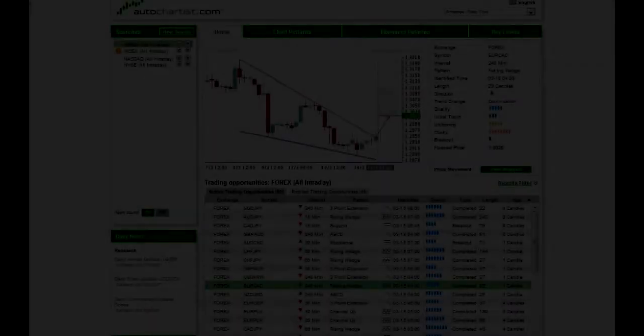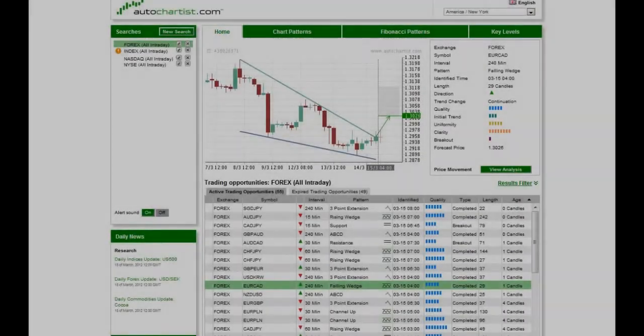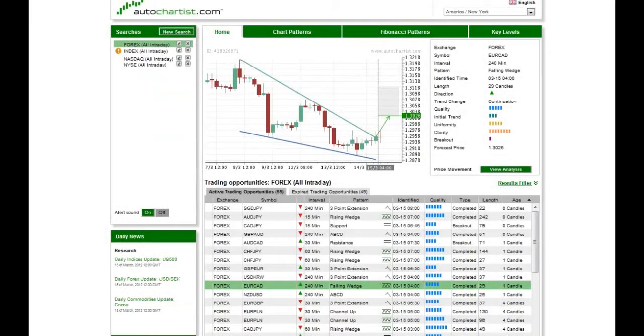This is the Autochartist platform. I've already logged in. As I said before, go onto autochartist.com, click on your broker's logo, and follow the instructions to get in there. And I've already logged in. This is a demo platform that I have, and I'm going to show you how I use Autochartist.